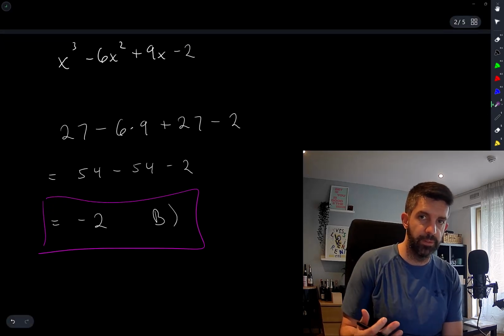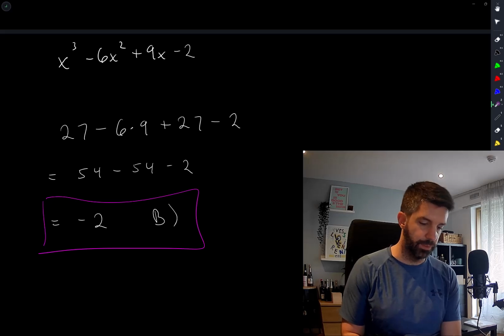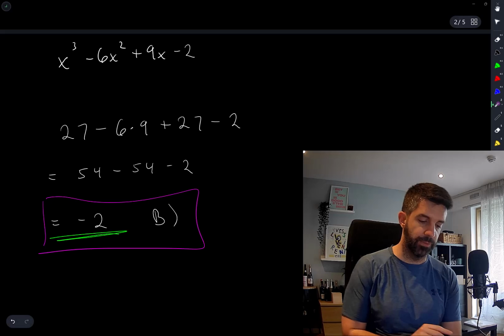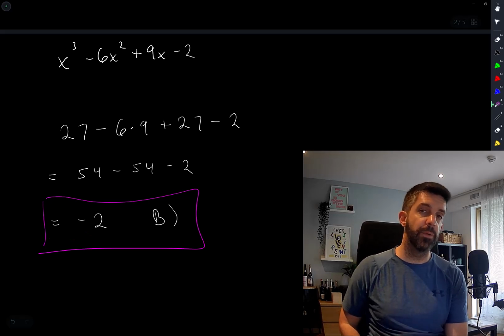So the method, I'm sure, is sound. As long as I didn't make any arithmetic mistakes, I'm confident that this is the answer. If I find a mistake though, I'll let you know.